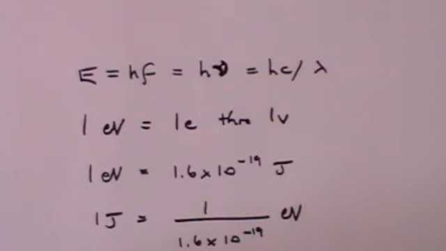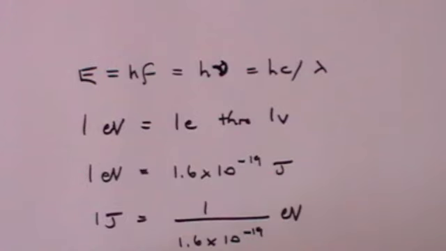E equals hf, which means that the energy is equal to Planck's constant times the frequency. That is sometimes written h nu, where nu is also the frequency, and that is also equal to hc over lambda, where c is the speed of light and lambda is the wavelength.